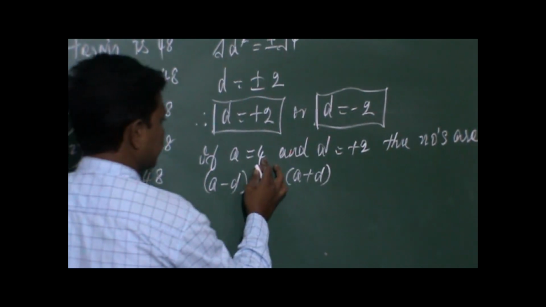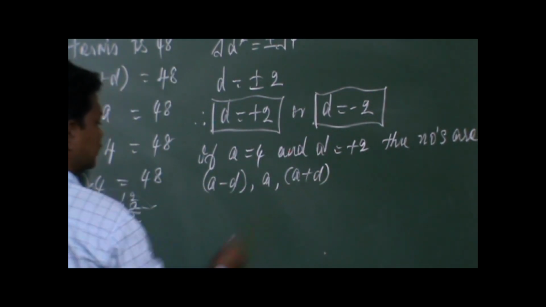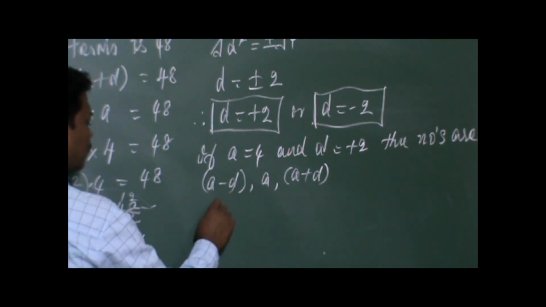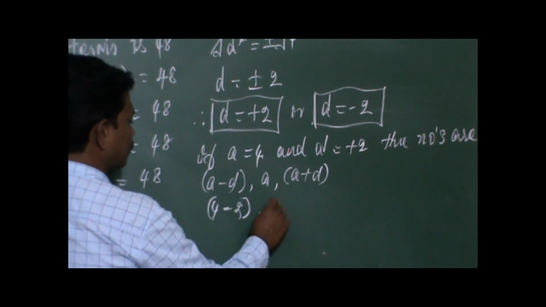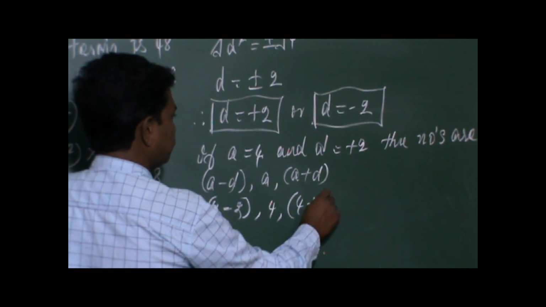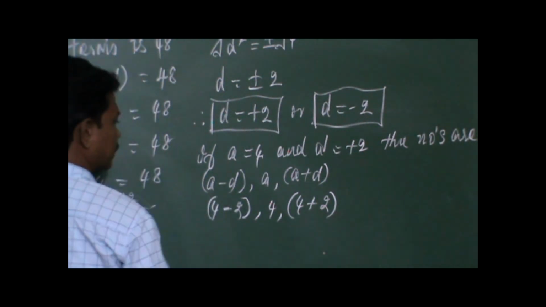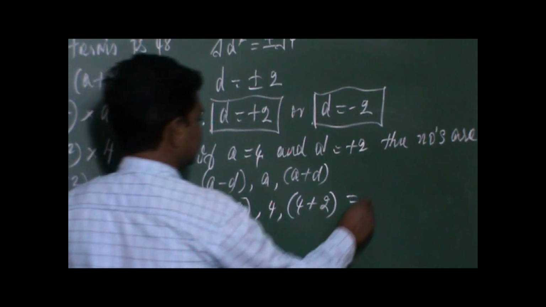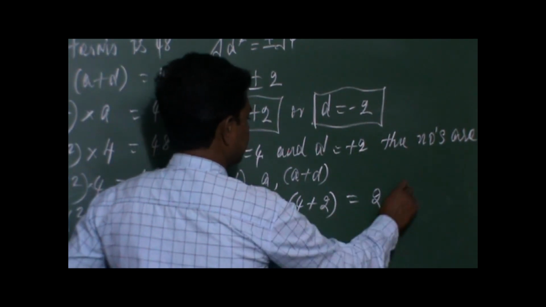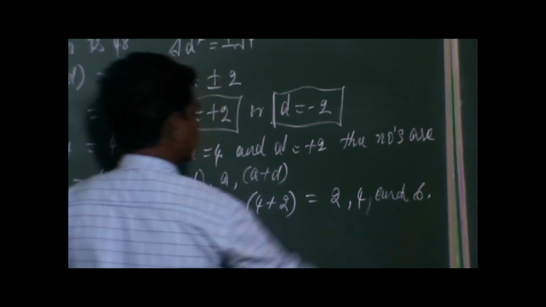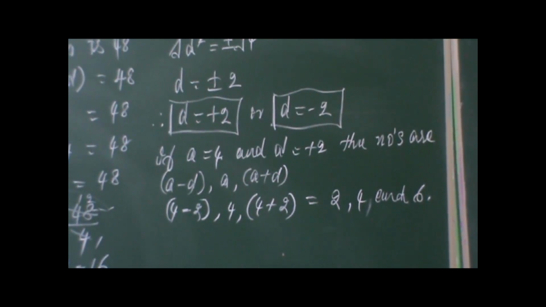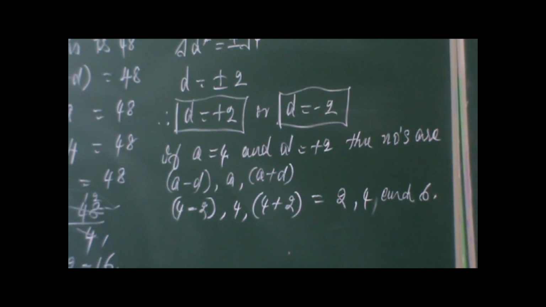Substitute the value of A is equal to 4 and D is equal to plus 2 in this. So A is 4, minus D is 2, A is 4 again, plus D is 2. So numbers are 4 minus 2 is 2, comma, this is 4, and 4 plus 2 is 6. So which are the three numbers? The three numbers are 2, 4 and 6.